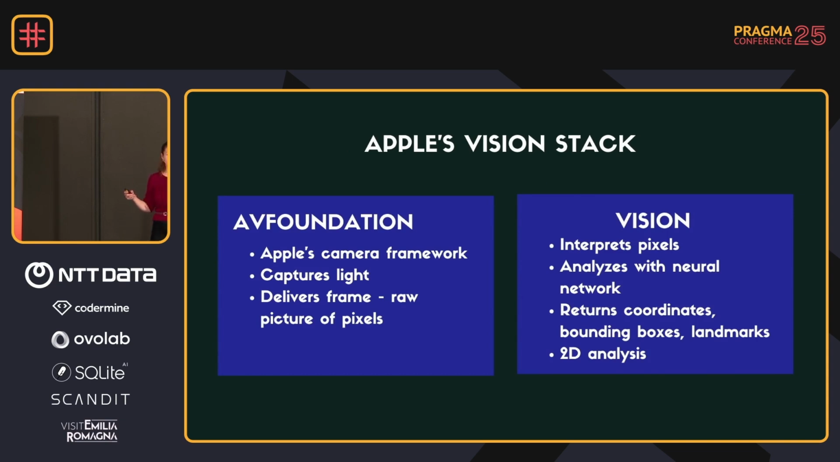So the camera gives us the numbers. And what do we do with that? Because the numbers that the camera is able to produce are pretty much useless for us. We need a picture. That's what we need. Let's look at Apple's vision stack. First, we have a framework called AVFoundation. It's a camera framework. It can capture the light, and then it can deliver a raw picture of pixels.